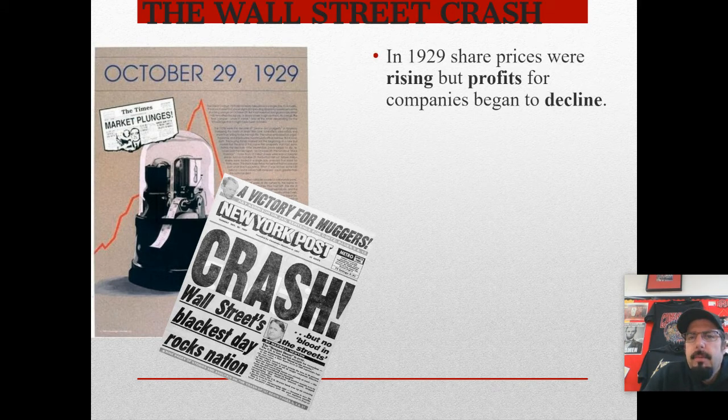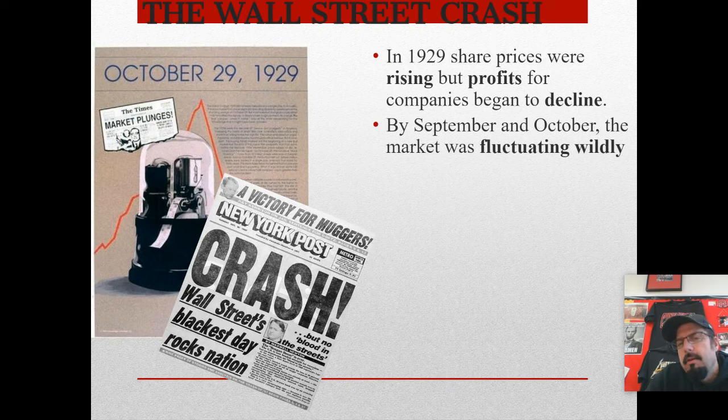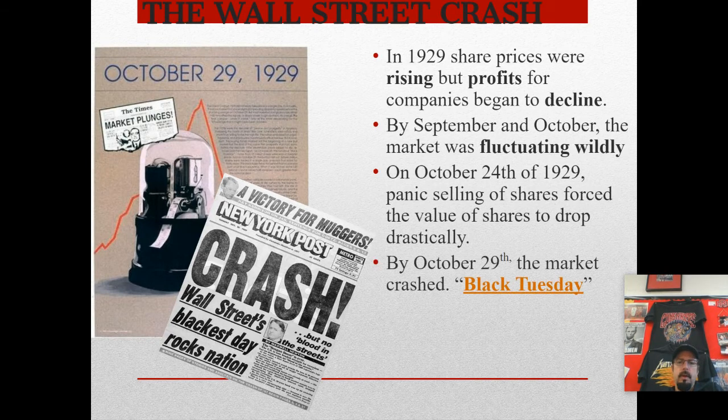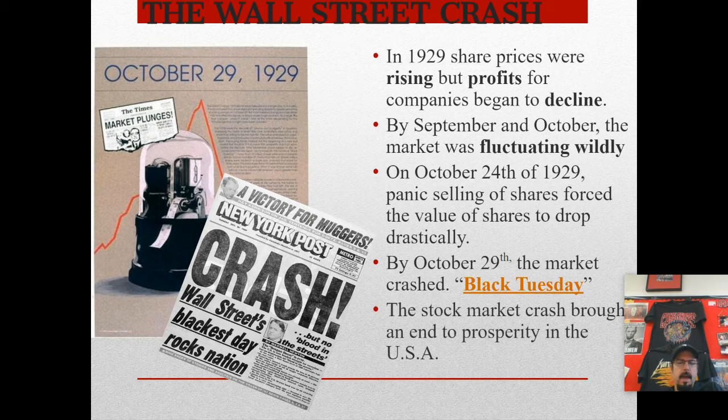In 1929, share prices were rising, but profits for companies began to decline. By September and October, the market was fluctuating wildly. So some days it would go way up and then go way down, up and down, and stuff like that. And then by the latter part of October, these prices started to really crash. On October 9th, the market really crashed. That day is known as Black Tuesday. And that crash eventually led to the Great Depression.